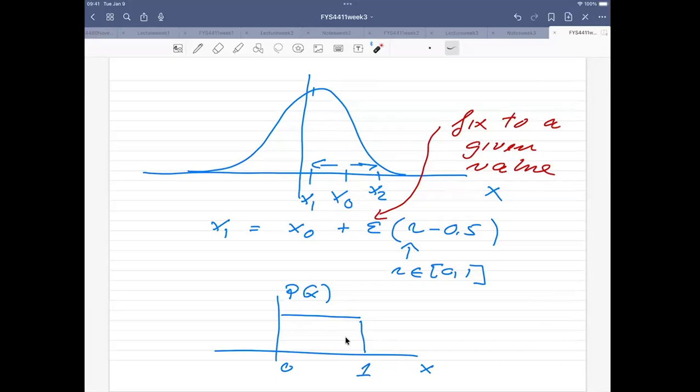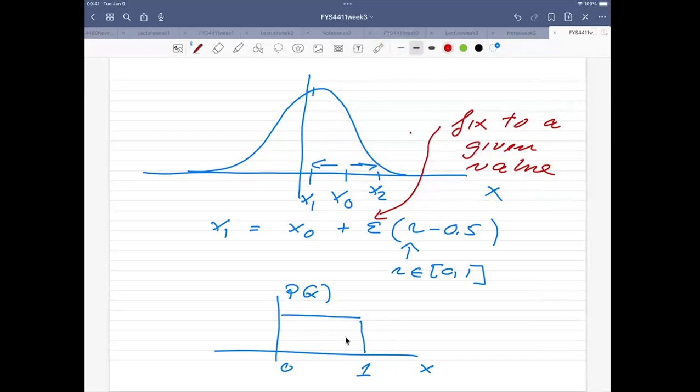So what we want to do then is to do something which is a little bit more intelligent, and then have a transition probability which now reflects the probability distribution which we are sampling from. So this is the essence of importance sampling.